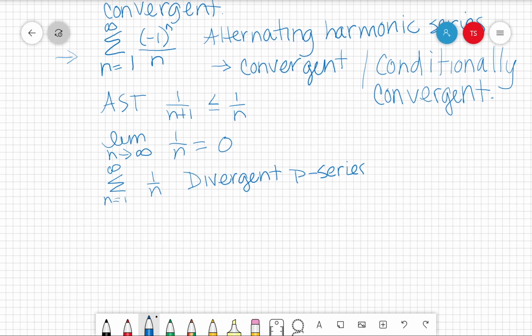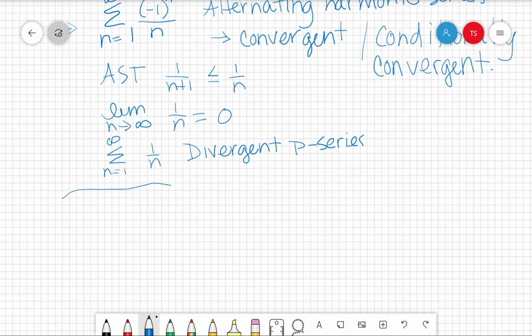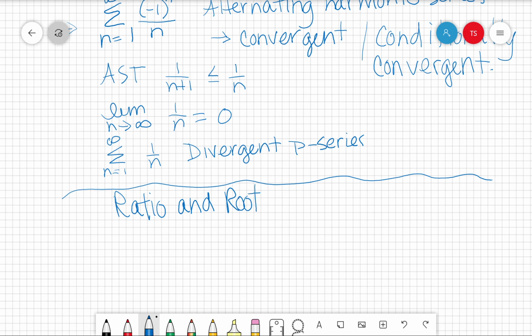Now our last two tests that we're going to look at are going to be the ratio and the root tests. And the good thing about these tests is that because the test involves the absolute value, the test itself will tell you whether it's absolutely convergent or not. And so I'll do that in the second video.